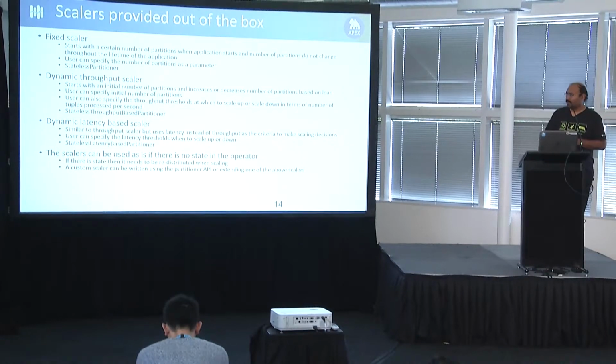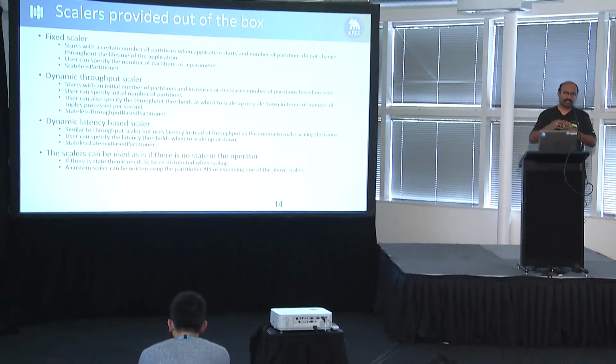You also get a dynamic throughput-based scalar and a latency-based scalar. With a dynamic throughput scalar, you can specify an upper cap and a lower cap of the events per second. Once the upper cap threshold is breached, your operators will get partitioned. Similarly, if your processing rate goes below the lower threshold, partitions are combined, right? But these will work only when your operators are stateless, because they don't know what state you carry in your operators. If you have state, then you can extend these scalars and write your state transfer. Of course, you can write your own scalar.